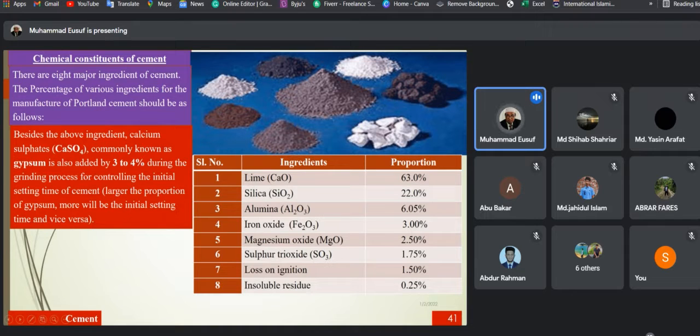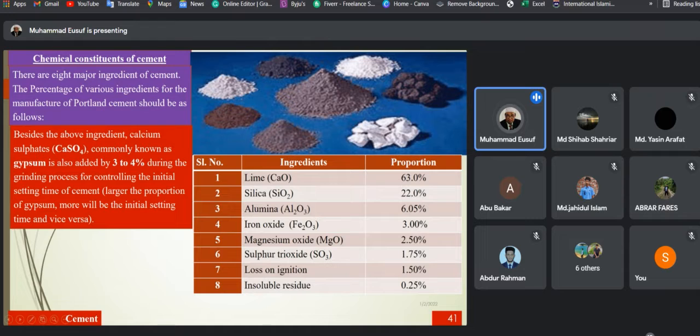Do you understand it or not? If not, I will explain it again. Now the ingredients, total 8. From here you find out which one is lime, calcium oxide, and which one is silica. All are given here. Total 8, 1 to 8. Which one is calcium oxide?